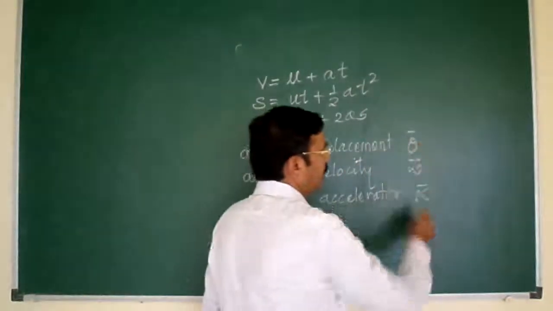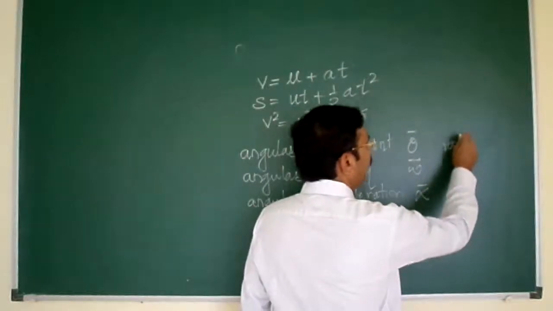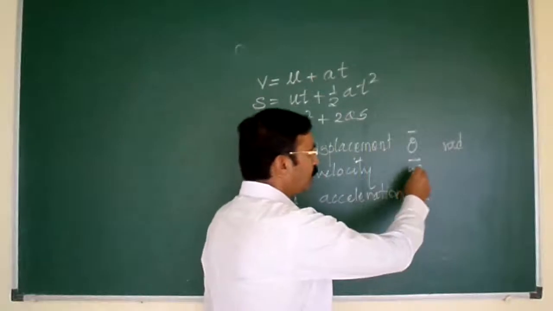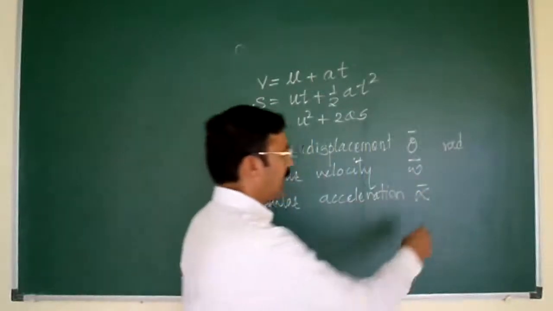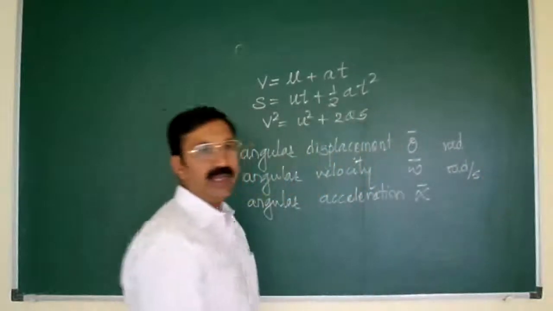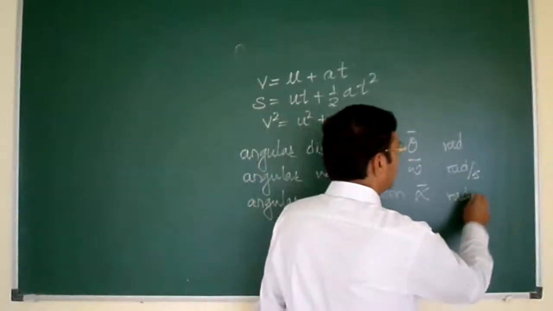Angular displacement has SI unit radian. We usually write it as rad. Angular velocity is rad per second, and angular acceleration is rad per second square.